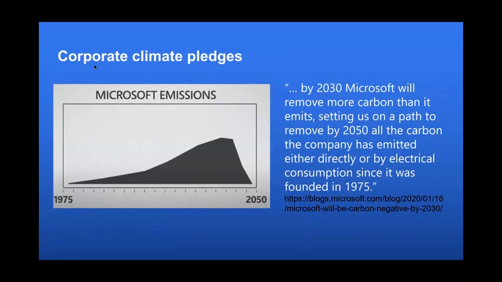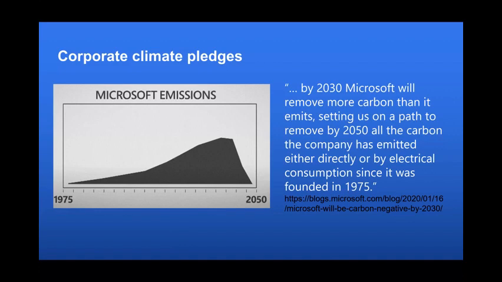Other things that are happening, corporations are under a lot of pressure to make commitments. And this is one of the most interesting, I think: Microsoft has committed by 2030 to remove all the carbon that it emits. So it will remove as much carbon as it emits. So it'll be carbon net zero by 2030, which is significant. But that's not all. They're going to set themselves on a path to remove by 2050 all the carbon the company has emitted, either directly or by electrical consumption, since it was founded in 1975.